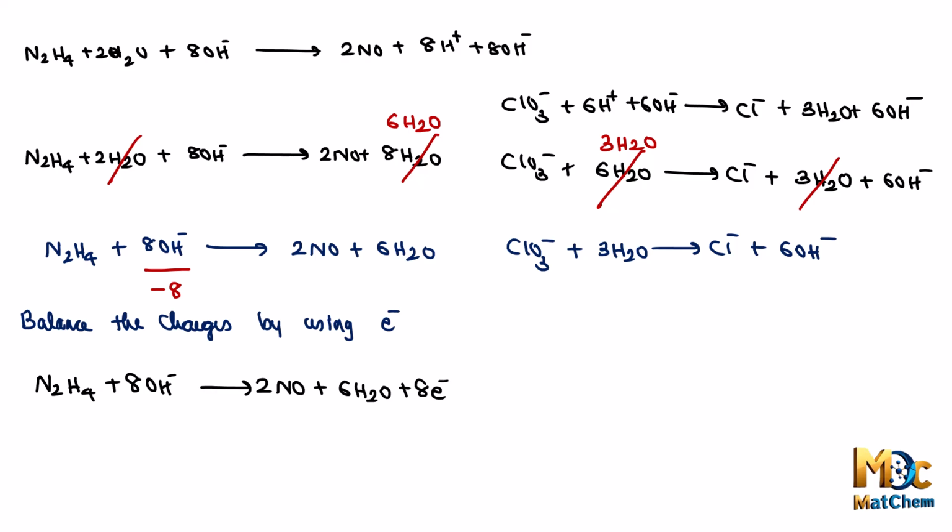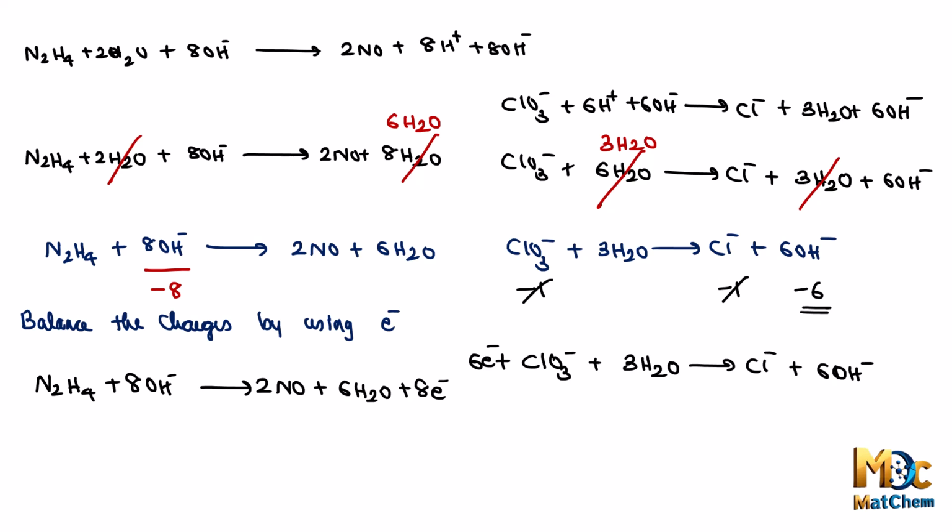The same way, here if you can check, here we have minus 1 charge, here we have minus 1, 6 into minus 1, minus 6. This minus 1 and minus 1 cancel. We have 6 negative charges in excess on the right hand side. That means we need to add 6 electrons to the left hand side of the equation. So what you can get? ClO3 minus plus 3H2O giving Cl minus plus 6OH minus. So you will be adding 6 electrons to the left hand side of the equation. Done.